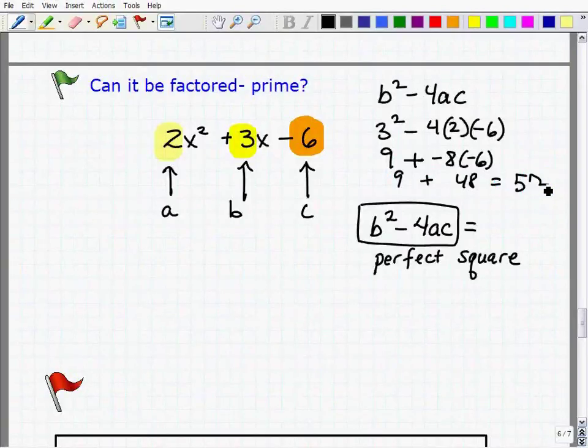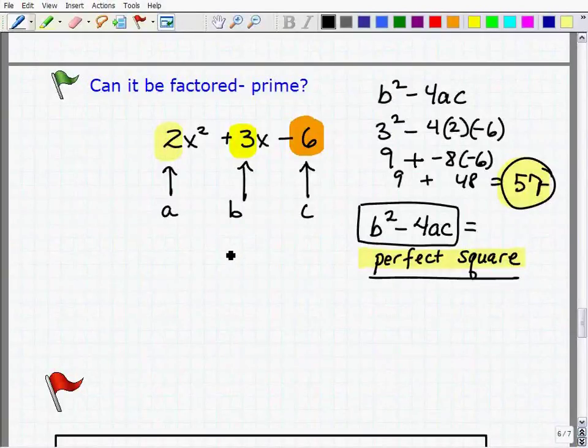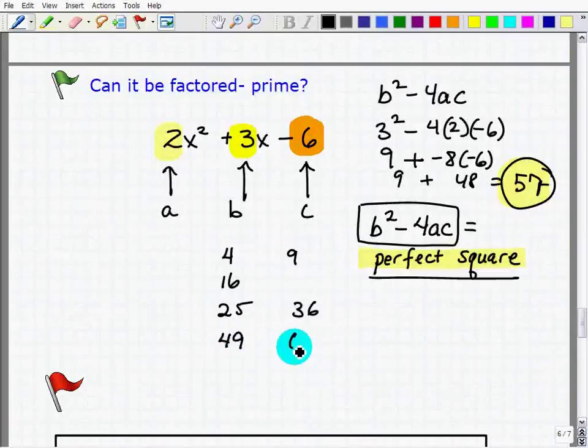Now this number, 57. What do we just do, or why are we doing it? Well, if you can take the square root of that number and it's a perfect square, that trinomial can be factored. I'll tell you right now, this particular trinomial cannot be factored. Let's make sure we understand what a perfect square is. A perfect square is a number like 4, 16, 9, 25, 36, 49, 64. All of these numbers, when you take the square root of them, you get a nice whole number, a nice integer. Here I'm going to get some sort of decimal.